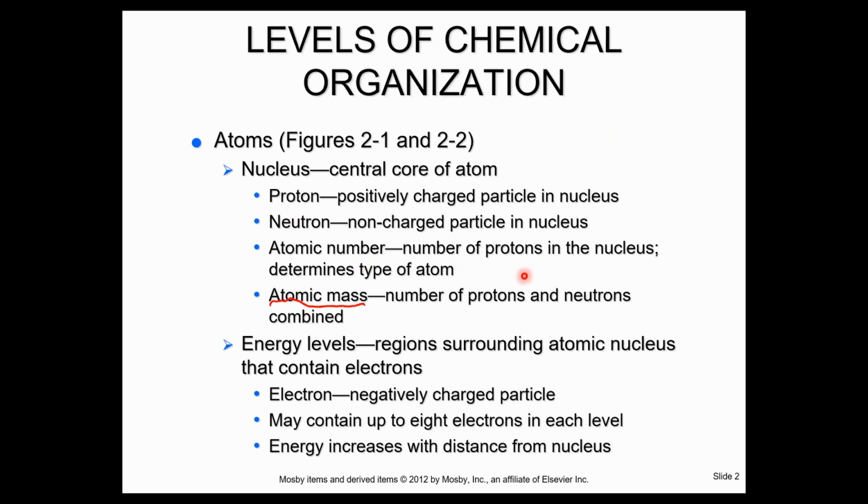So we have the atomic number is the number of protons in the nucleus, and then atomic mass is the number of protons and neutrons combined. Okay.